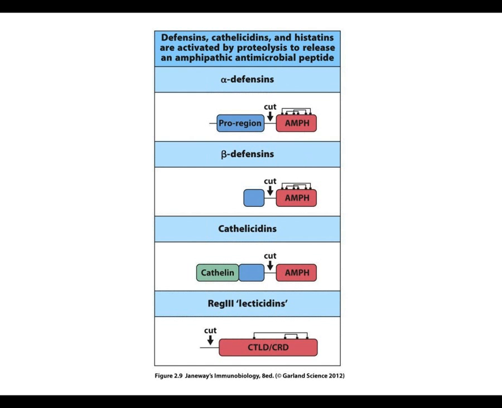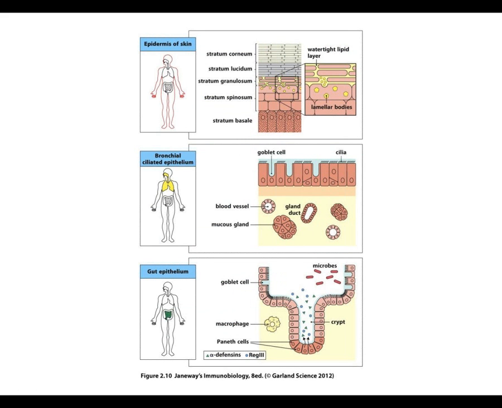All right. This is a slide on page 47, figure 2.9, that reinforces the concept that everything starts as propeptides, and then part of it is cut, or the protein is lysed, to release an active component from the pro region. And once it's activated, it is effective in defense.